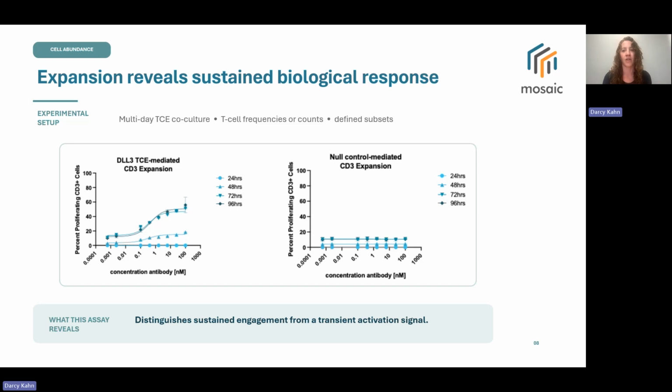And I think that, while activation can tell you that the molecule flipped the right switch, expansion tells you something different and possibly more important when thinking about it in a clinical setting. It tells you whether that engagement is strong and sustained enough to actually build up this army of T cells over time, not just a spike and fade effect. And that distinction is a big part of what separates a molecule that looks good in an acute assay from one that can actually sustain a response in a patient. We'll talk a little bit more about that in a couple of slides.